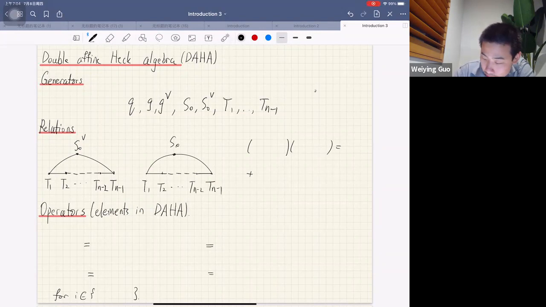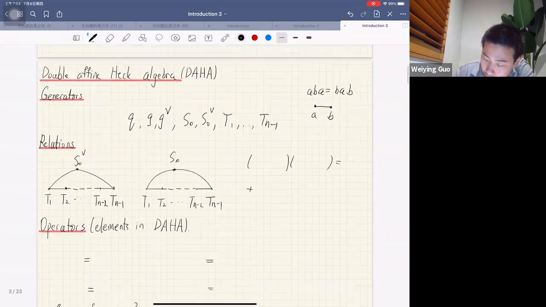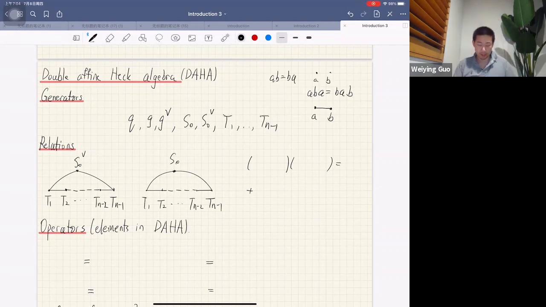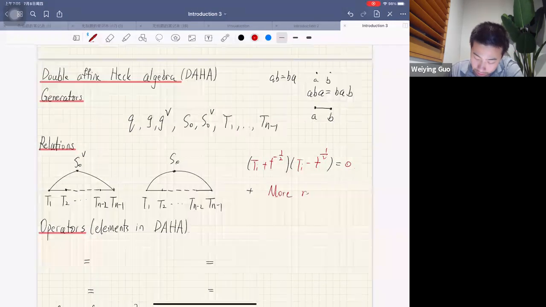The diagram just means that if we have an edge between two vertices A and B, then we have ABA equals BAB. And if there is no edge between two vertices A and B, then we just have AB equals BA, so they commute. And lastly, quite an important relation is that (Ti plus T to the minus half) times (Ti minus T to the half) is equal to 0. So we choose the normalizer to be T to the half in this case. And there are some more relations which I'm not going to state in this talk.